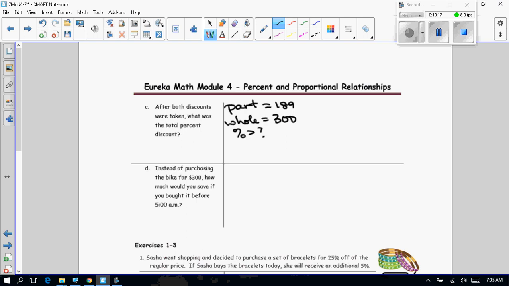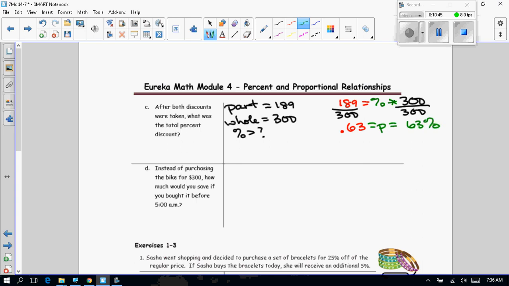So let's set this up. We have our 189 is equal to our percent that we don't know times the whole, which we know is 300. So if I divide by 300, 189 divided by 300 gives me a beautiful answer of 0.63. That is what my P is, or 63%.